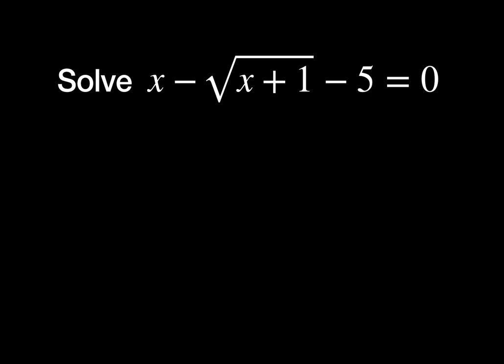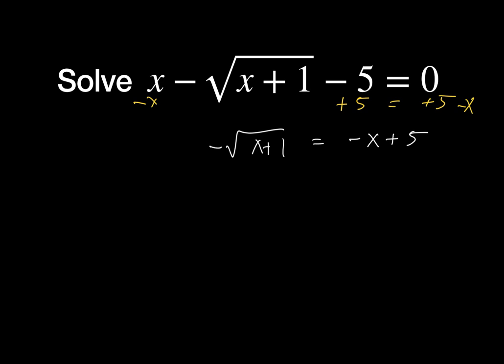Solving when there are radicals and roots. I need to get the root all by itself on one side. I'm going to add 5 to both sides. I'm going to subtract an x from both sides. On the left, I will have negative square root of x plus 1. On the right, I will have 5 minus x. I'm going to rewrite it as negative x plus 5. I just like having my variables written first. It's a preference.